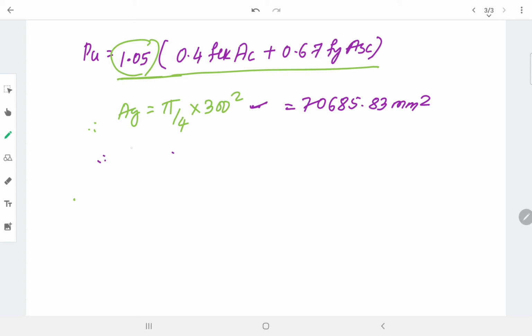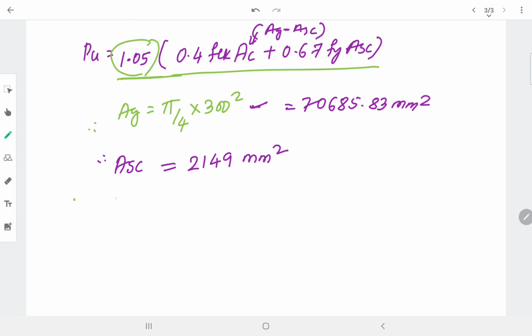When it comes to Pu, you know Pu, so I'll be calculating only Asc. Again Ac is equal to Ag minus Asc. I'll be substituting this, and when you solve this equation, Asc will be the total value. Simply I am writing the value of Asc. This is nothing but 2149 mm square.